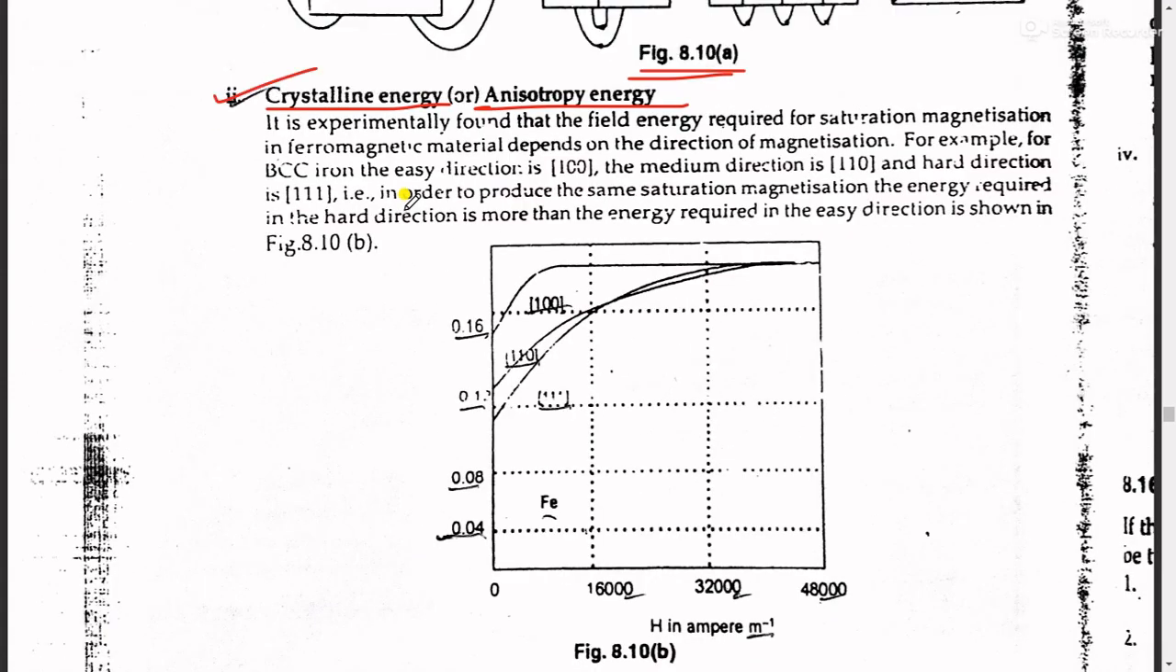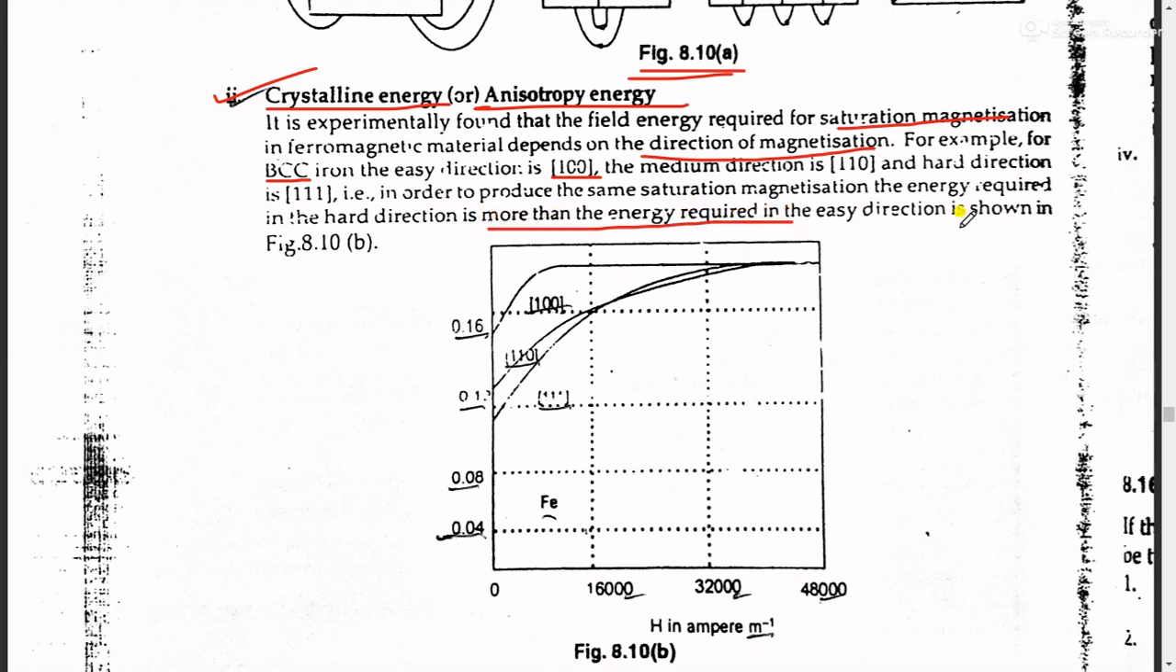It is experimentally found that the field energy required for saturation magnetization in ferromagnetic materials depends on the direction of magnetization. Dependency on the direction of magnetization. Example, BCC structure: the easy direction is 100, the medium direction is 110, and the hard direction is 111. That is, in order to produce the same saturation magnetization, the energy required in the hard direction is more than the energy required in the easy direction.